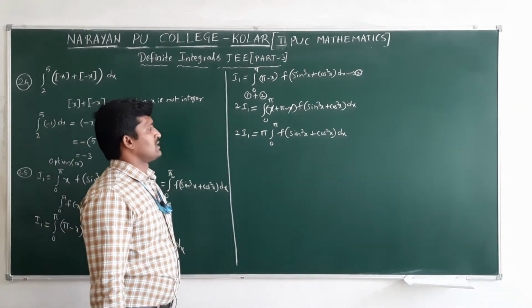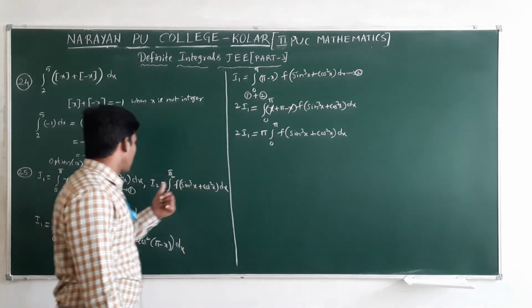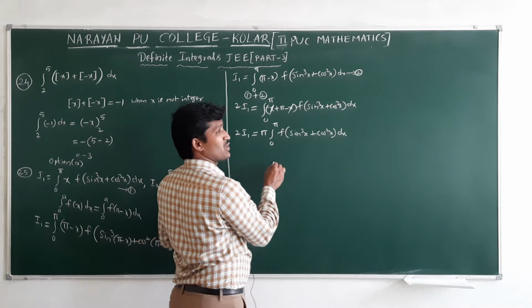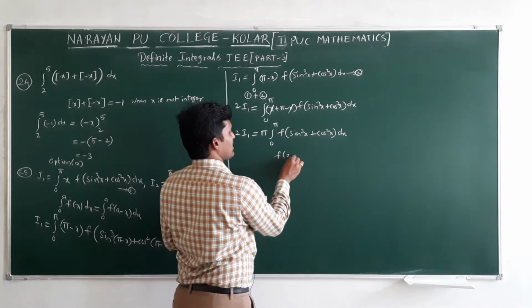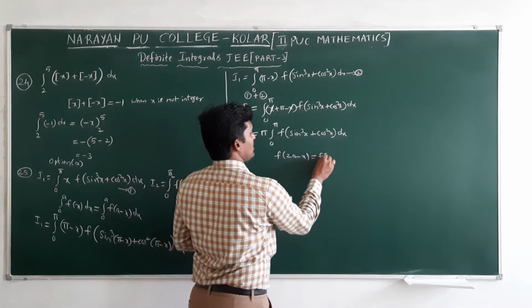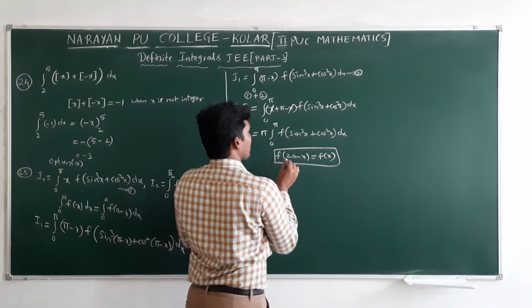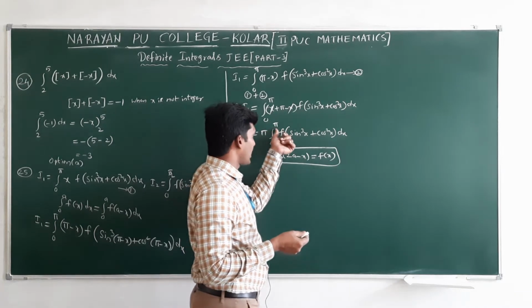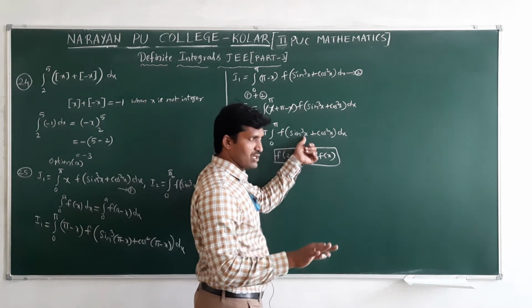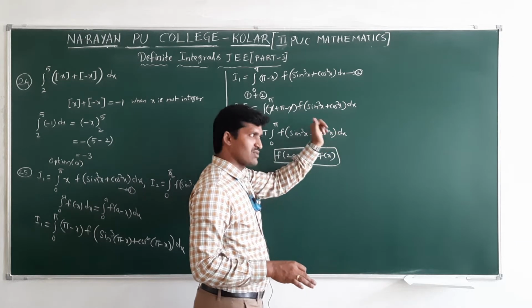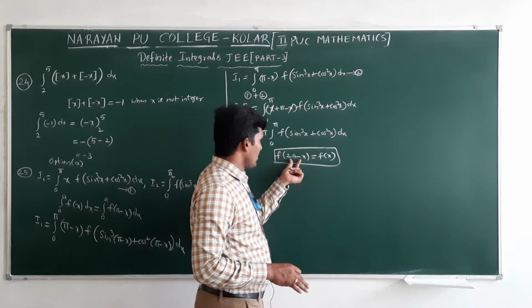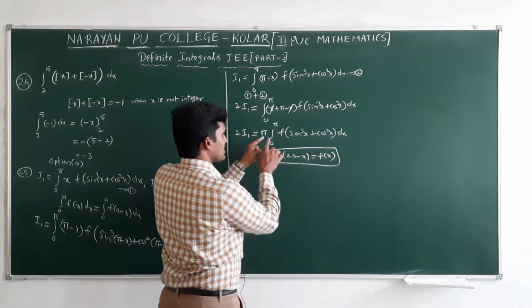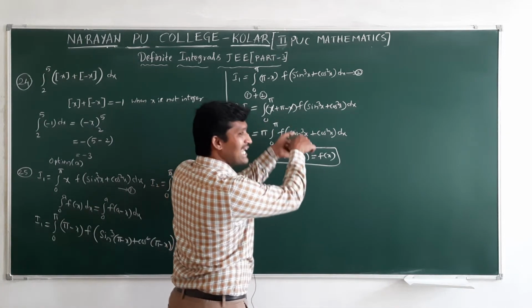Now, to verify with I2, the limits are what? 0 to pi by 2 is there. Now we have the property: integral 0 to 2a of f of x dx, if f of 2a minus x equals f of x. Here substitute 2a as pi, that is 2 into pi by 2. Sin of pi minus theta is sin theta only. Cos of pi minus theta, cos square is there, that's why cos only. So f of 2a minus x, again what are we getting? f of x. That's why we can write this integral as 2 into integral 0 to a.